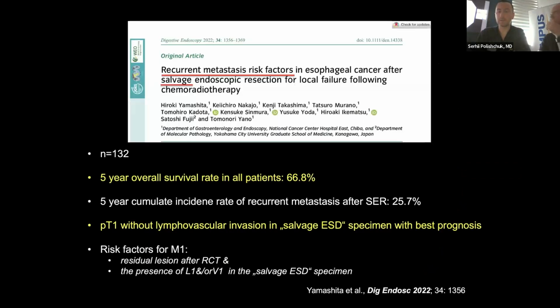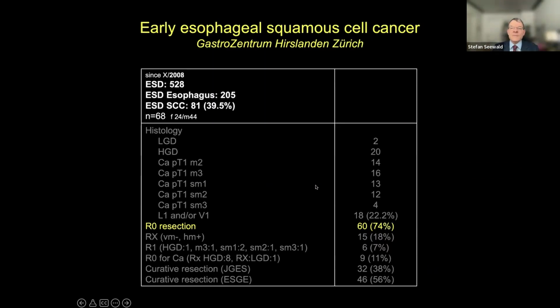So, yeah, we can continue. Okay, so this is a latest study from Japan about this group of patients, and they could show that especially if the patient has no lymphovascular invasion in this salvage ESD specimen, these patients have the best prognosis, and in this study, the 5-year overall survival is about 70%.